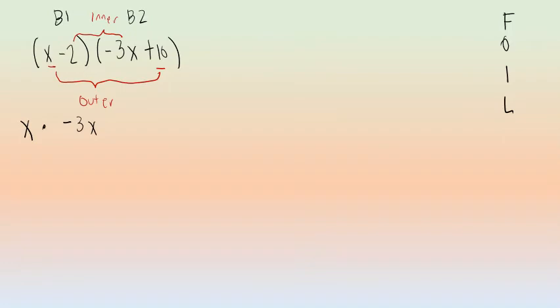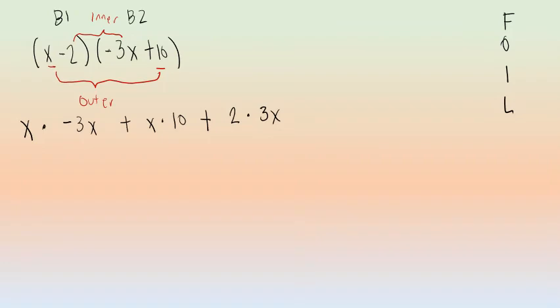So for outer, we have positive. So bakit positive? We have positive x and positive 10. So that is x times 10. Followed by your inner. What are your inner? Negative 2 and negative 3x. So negative times negative, that is positive. So magiging positive yung sagot natin. So multiplied by 3x.